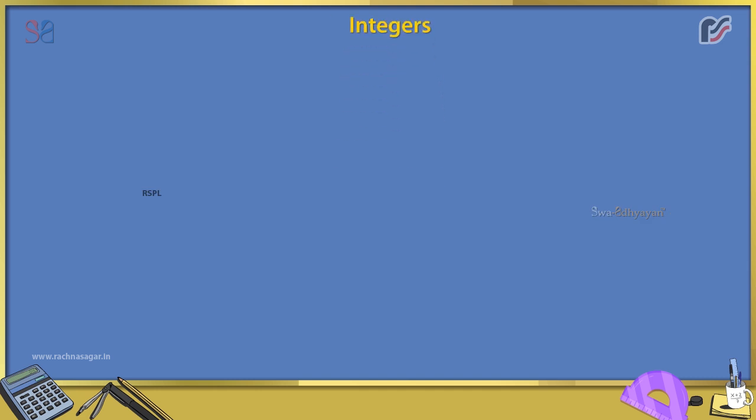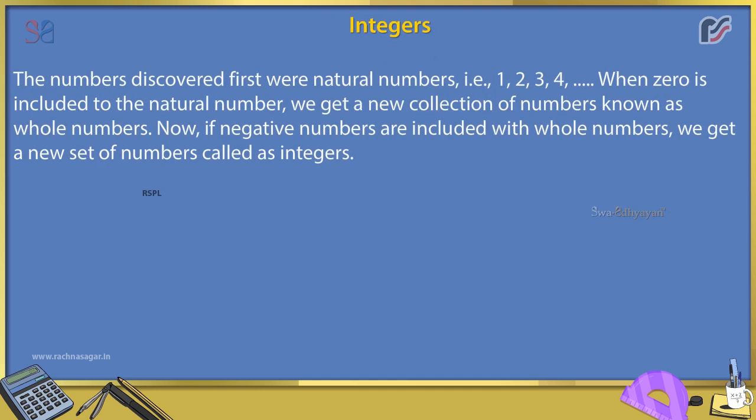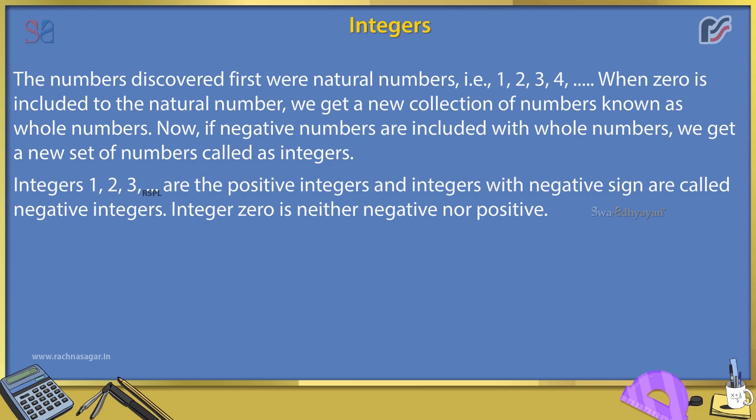Integers. The numbers discovered first were natural numbers, that is 1, 2, 3, 4 and so on. When 0 is included with the natural numbers, we get a new collection of numbers known as whole numbers. Now, if negative numbers are included with whole numbers, we get a new set of numbers called integers. Integers 1, 2, 3 and so on are the positive integers, and integers with a negative sign are called negative integers. Integer 0 is neither negative nor positive.